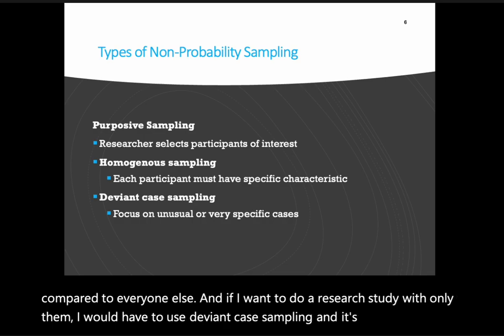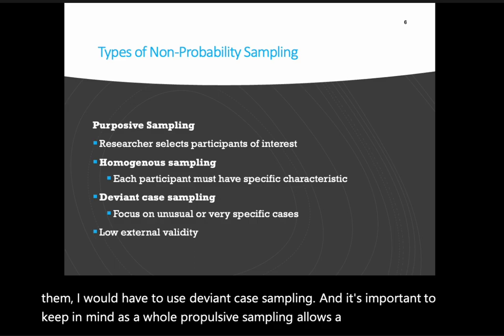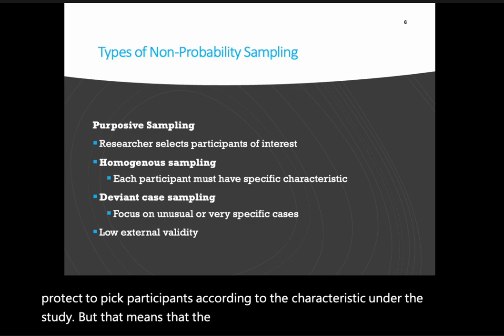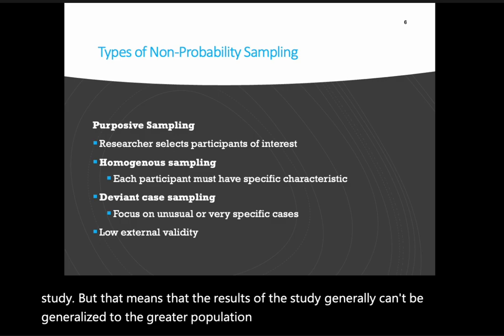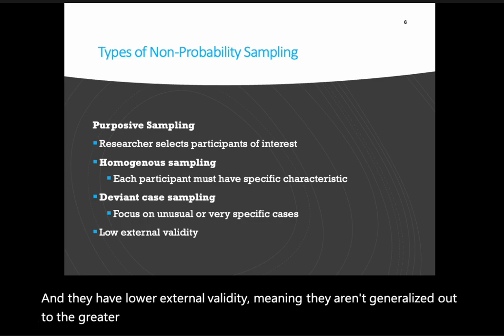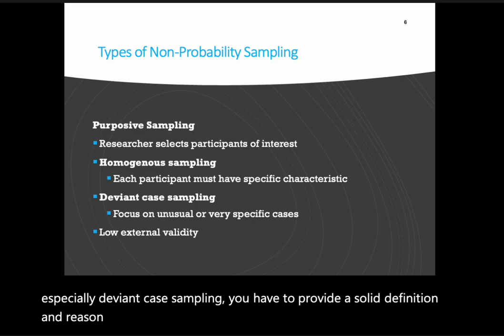And it's important to keep in mind, as a whole, purposive sampling allows a researcher to pick participants according to the characteristic under study, but that means that the results generally can't be generalized to the greater population, and they have lower external validity. It is really specific. So when you use especially deviant case sampling, you have to provide a solid definition and reason for why you need to conduct that study.